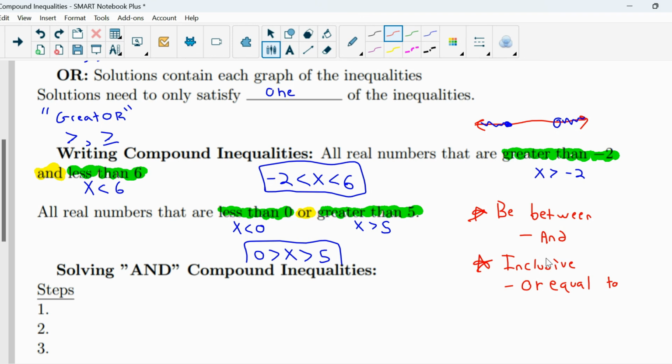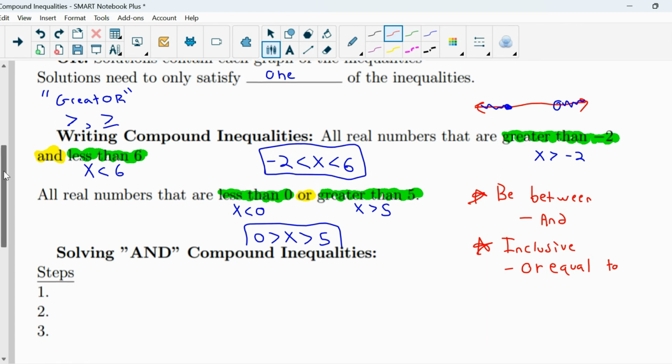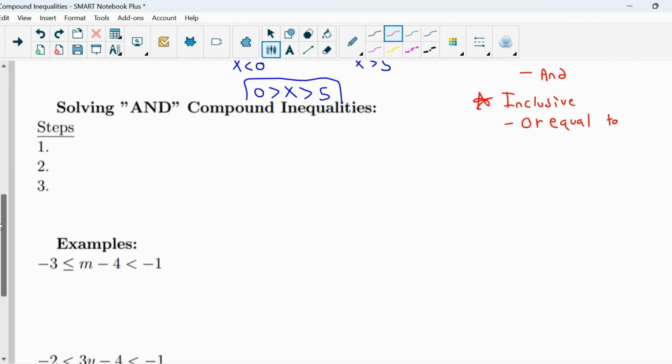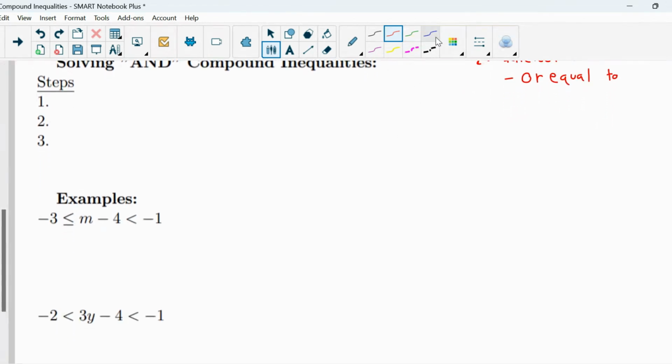Okay, so next we're going to start looking at how to solve compound inequalities. I will show you one example of both our AND and ORs, and we will do the other example when you guys get to class. So to solve an AND compound inequality, there is two ways we can go about this, and I'll show you both. Okay, the first way, maybe the most popular way, is to separate the two inequalities first.